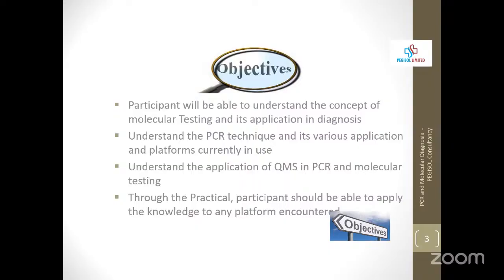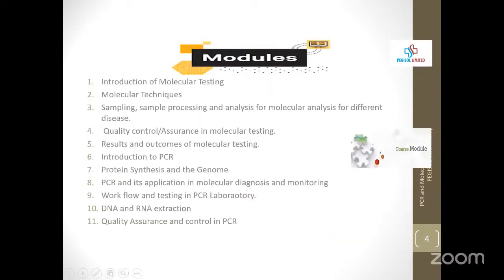Okay, so these are the modules we are going to be looking at. Introduction to molecular testing, that's module 1. Module 2, we're going to be looking at molecular techniques. Module 3, sampling, processing, and analysis for molecular analysis for different diseases. Module 4, we're going to be addressing quality control and quality assurance in molecular testing. Module 5, results and outcome of molecular testing. Then module 6, introduction to PCR. Module 7, protein synthesis and genome.